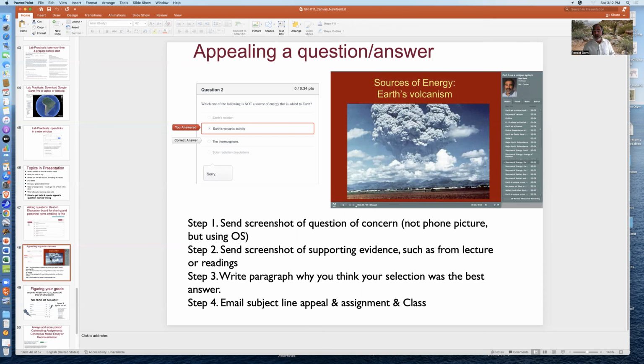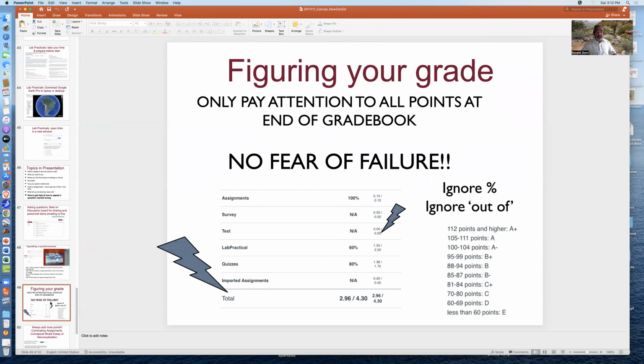I love students to argue, but I want evidence and reasoning to support your argument. Then you email me with the subject line, appeal the assignment, and remind me of the class you're in, because I teach multiple classes and I tend to have the same policy of appealing if you think you have the right answer. So that's what the class covers.